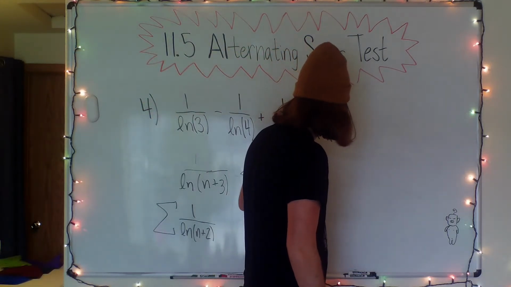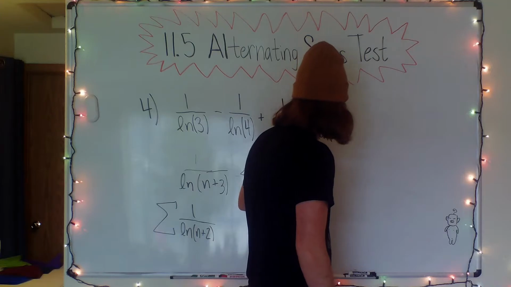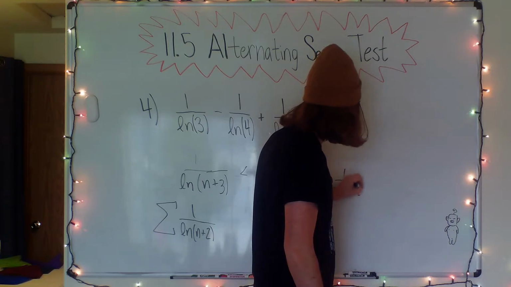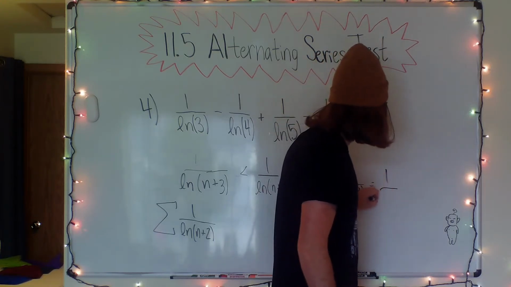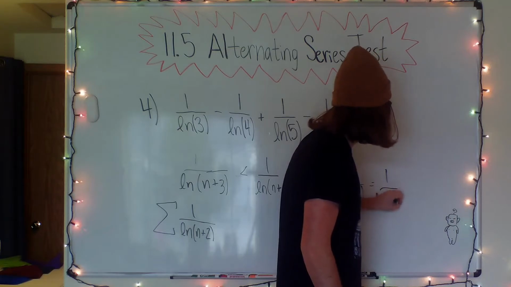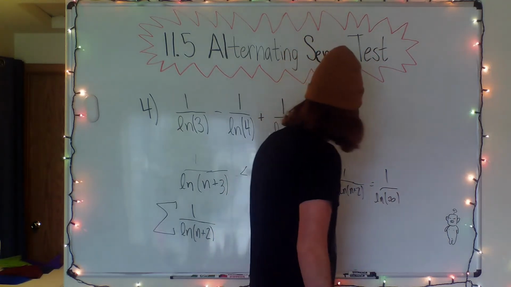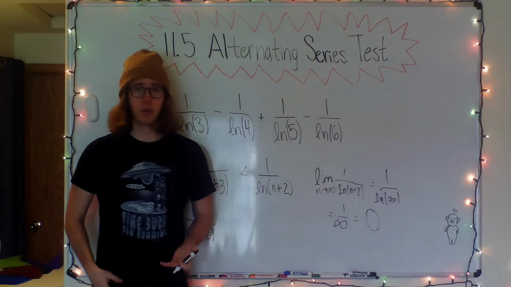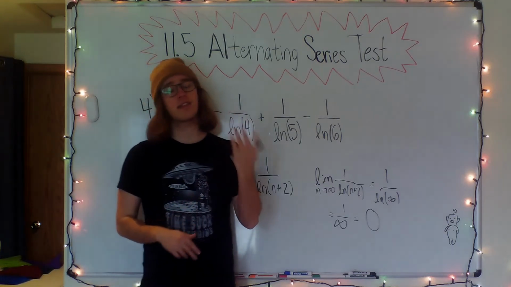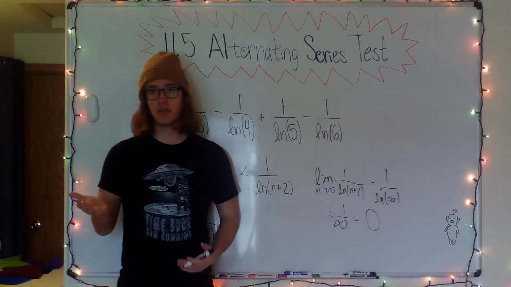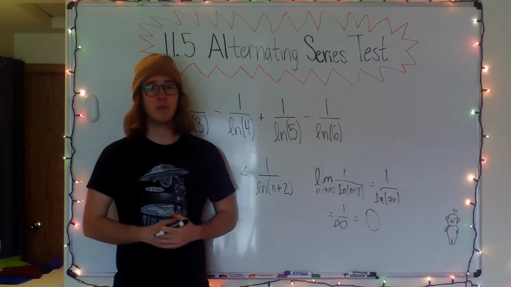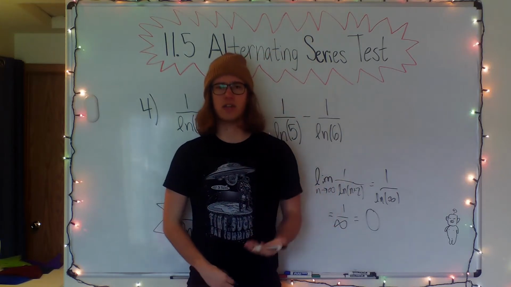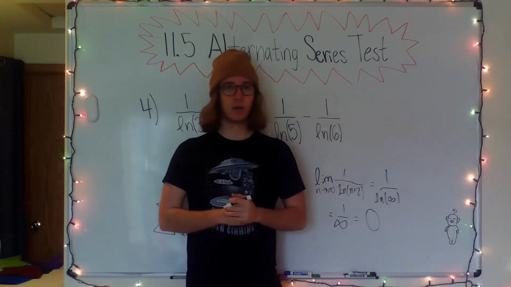We take the limit as n approaches infinity of 1 over ln of n plus 2. That's equal to 1 over ln of infinity plus 2, which is infinity, and ln of infinity is infinity, so we get 1 over infinity, which is equal to 0. Perfect, that's both conditions met: the limit equals 0, and the previous term is greater than the next term. Boom, we have a convergent alternating series because it satisfies both conditions.